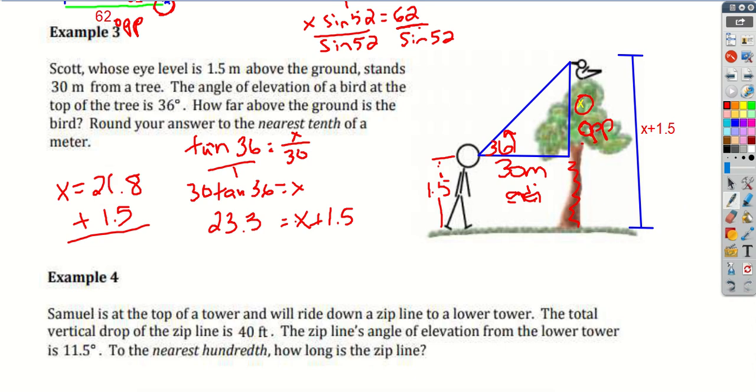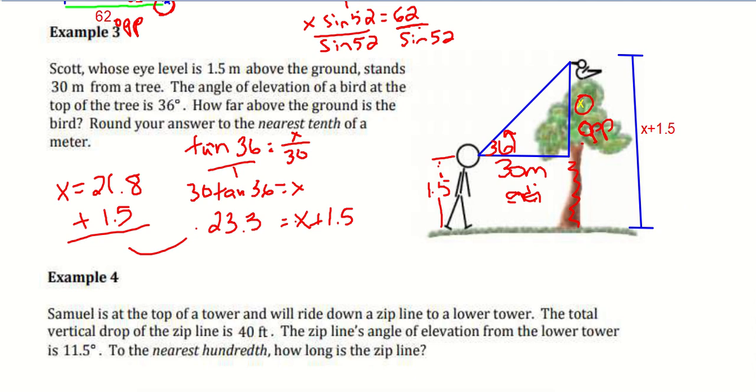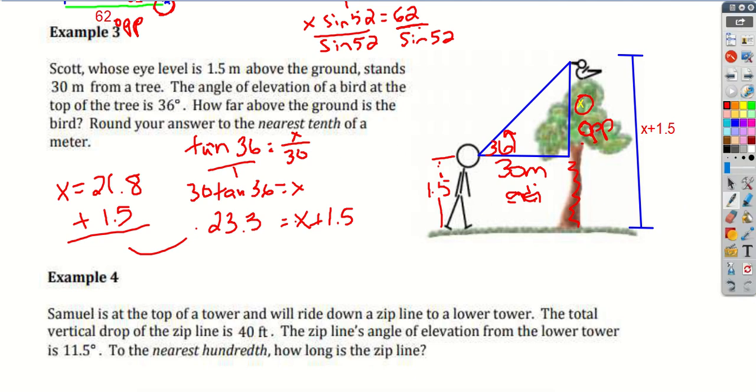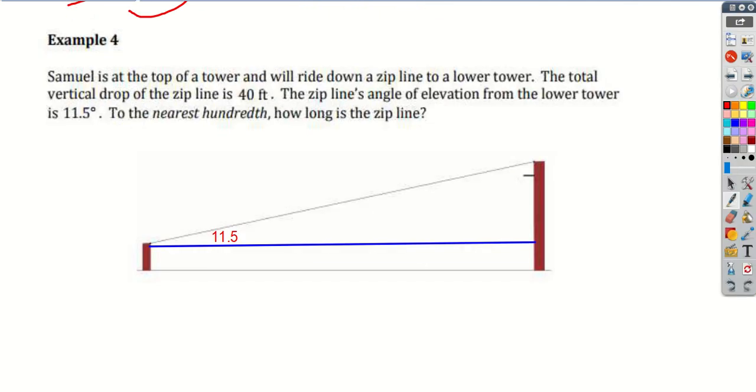All right, and then we end up with that 23.3 at the end there. So you just have to be careful if they're giving you the measurement all the way from the ground or from a point above the ground.